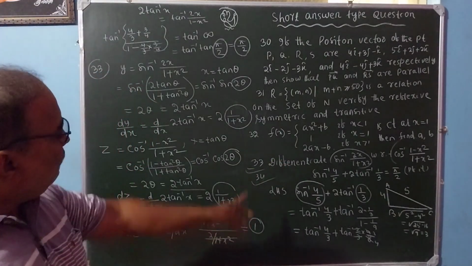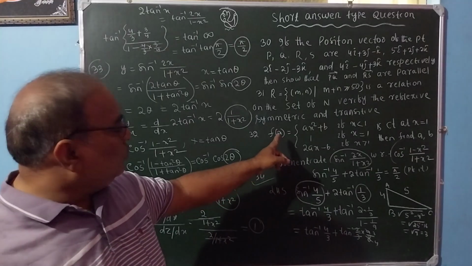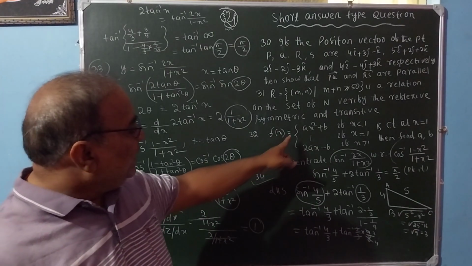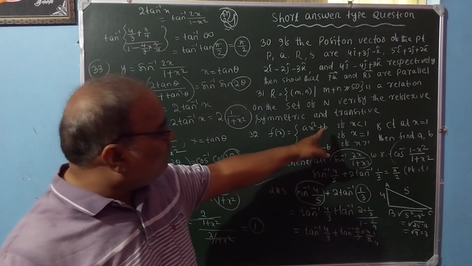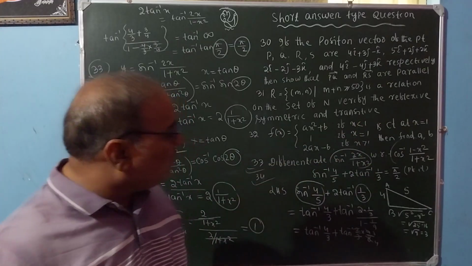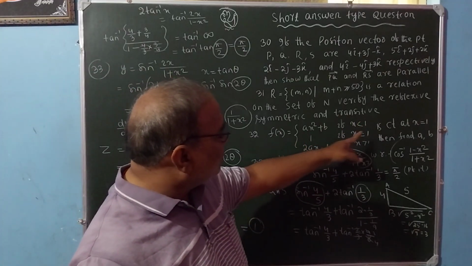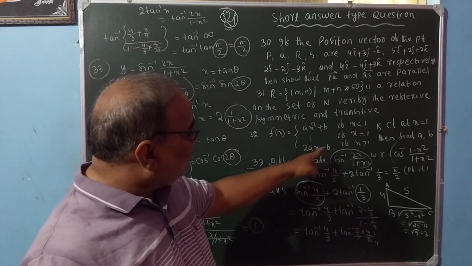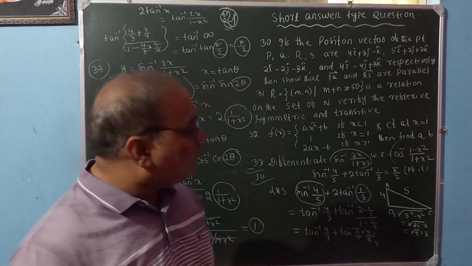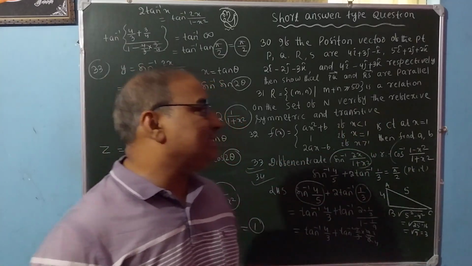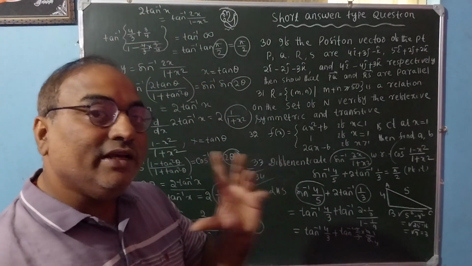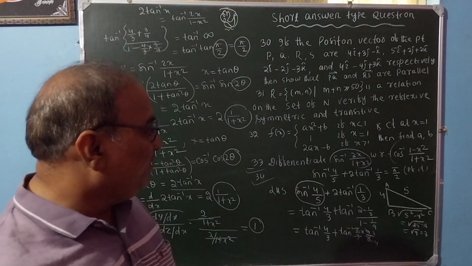Okay. Now we have to discuss question number 32. f(x) is equal to ax square plus b if x less than 1, and 1 when x is equal to 1, 2ax minus b if x greater than 1, is continuous at x is equal to 1. Then what is the value of a and b?